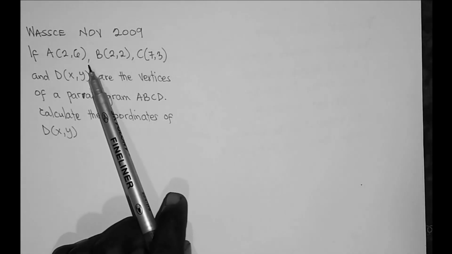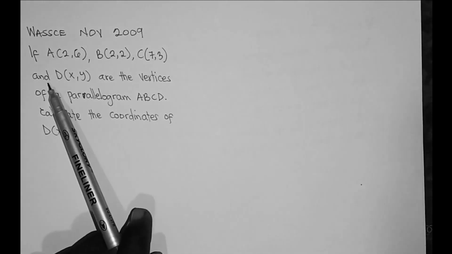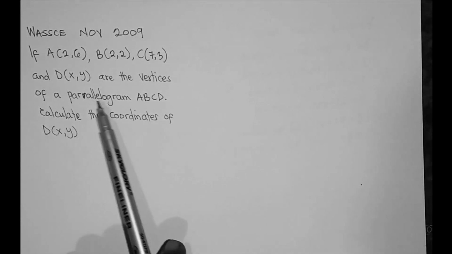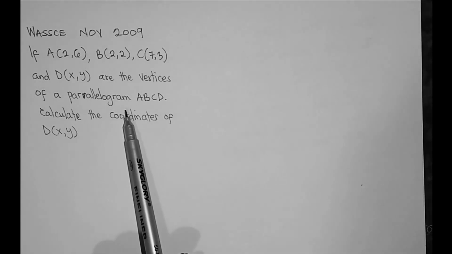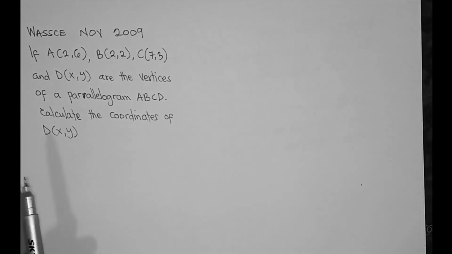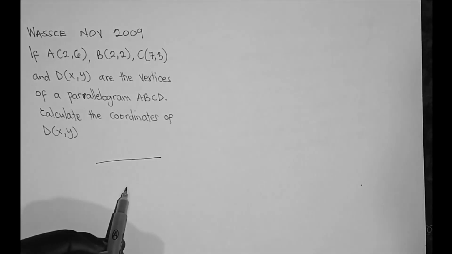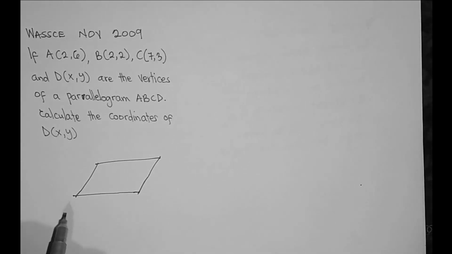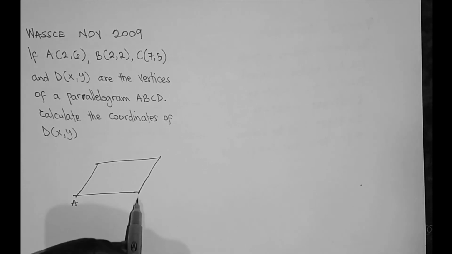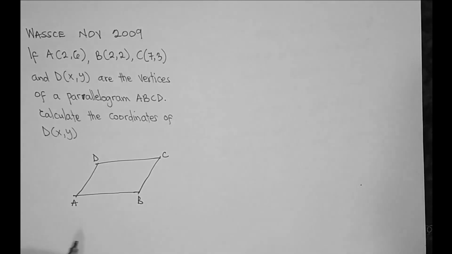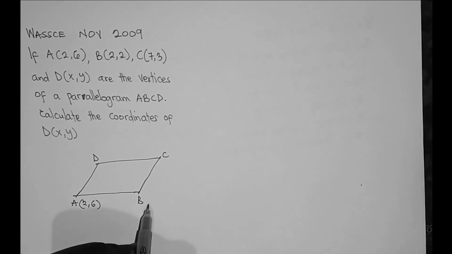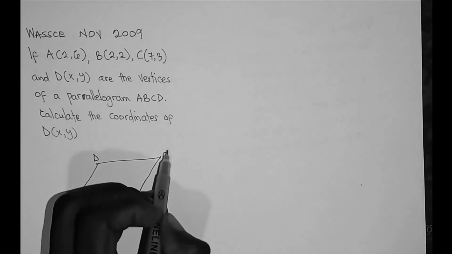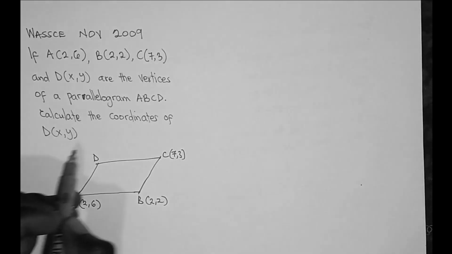If A (2, 6), B (2, 2), C (7, 3), and D (x, y) are the vertices of a parallelogram ABCD, calculate the coordinate D (x, y). So let's draw a parallelogram here. So this is the parallelogram. Then we have A, B, and then C, D. So what are the coordinates of A? A is (2, 6), and then B is (2, 2), and C is (7, 3), and then D is (x, y).